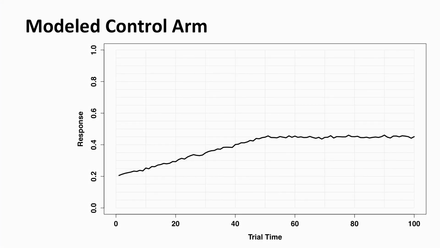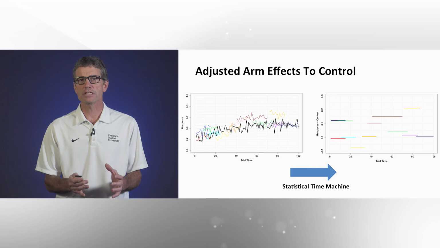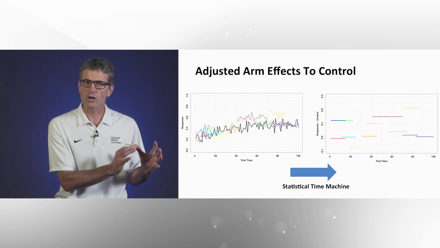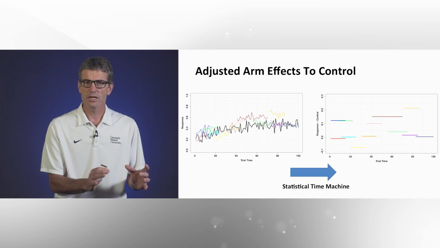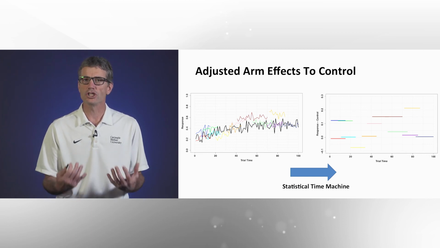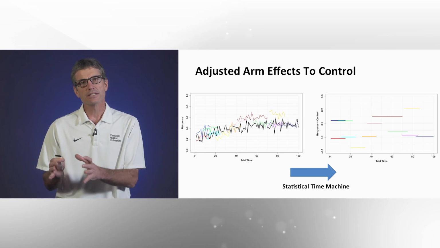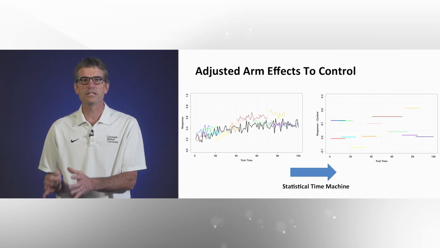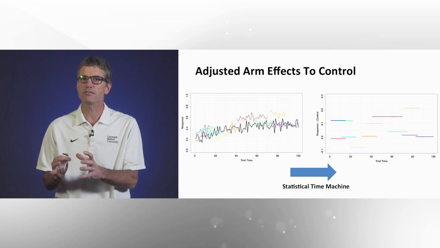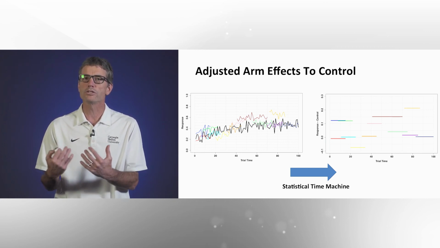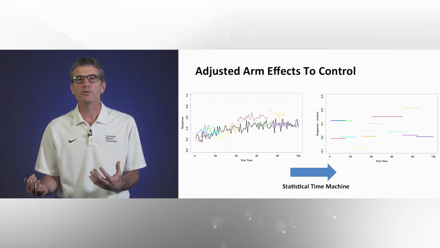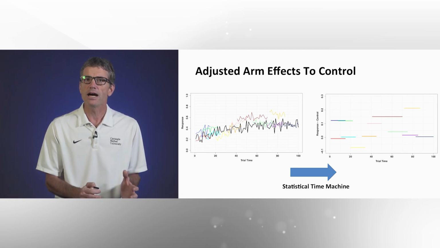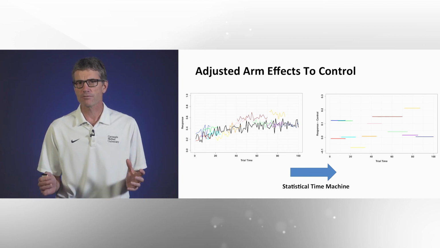Here's an example of a modeling of that control, and then we can look at the relative effect of a treatment compared to this control where we've modeled time. And so this shows the example on the left with arms enrolled at different times. Relative to control, we can adjust through the statistical time machine to estimate each of the arms' relative efficacy on the same playing field. So this is a complete comparison, a one-to-one, apples-to-apples comparison, if you will, through the adjustment of time. So this allows perpetual platform trials.